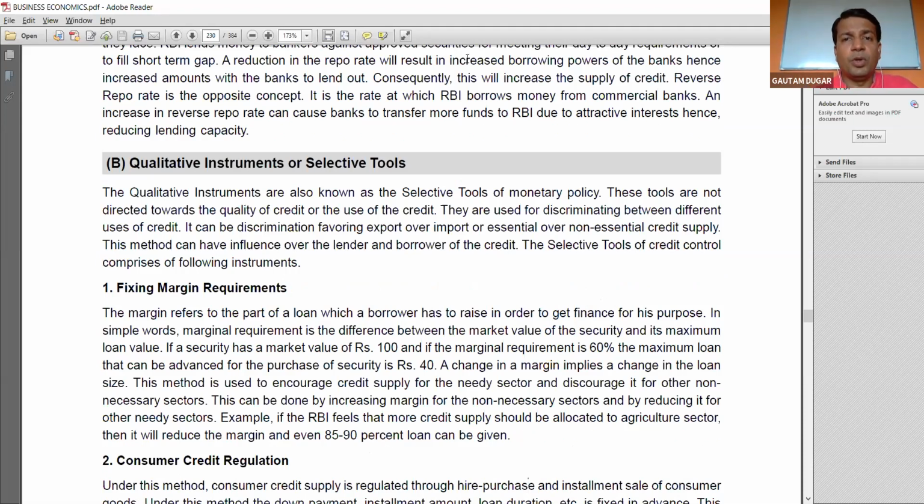Say, for example, the government wants the flow of credit to the housing sector, real estate, and construction industry to be increased. The RBI will have to take certain steps to ensure that the flow of credit in the entire economy is not affected, but only the housing sector is. How come? The best way is fixing the margin requirements. Whenever you or I are in need of a loan, we go to a bank. The bank asks for collateral, for security.